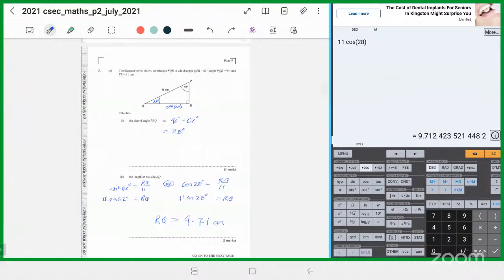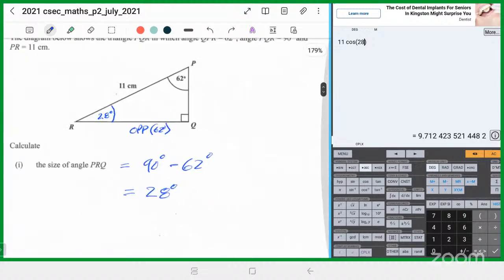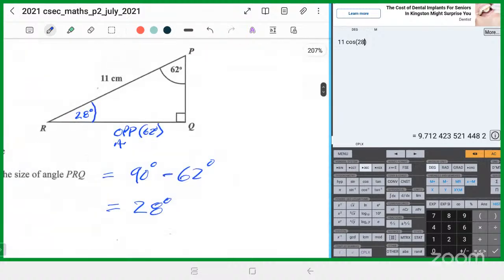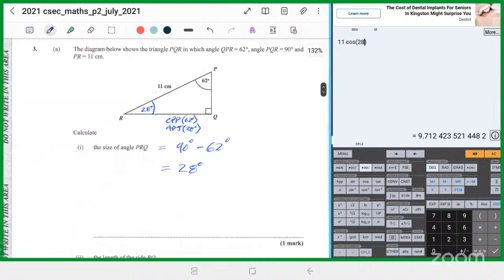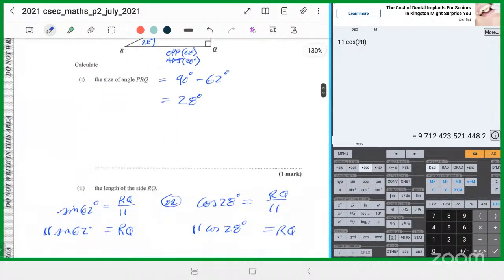All right? And put adjacent to the 28 degrees here. This is the adjacent to the 28 degrees. So it's opposite to the 62, but it's adjacent to the 28. All right, okay with that? Yes, sir. Good.